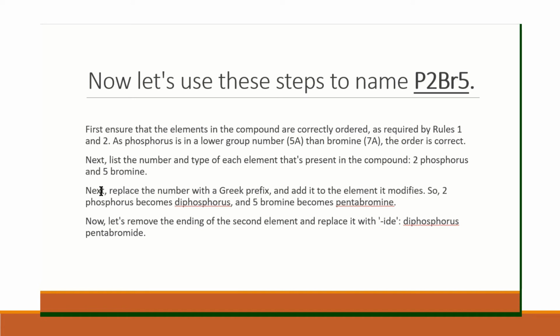and 5 bromine. Next, replace the number with the Greek prefix and add it to the element it modifies. So 2 phosphorus becomes diphosphorus and 5 bromine becomes pentabromine. Now let's remove the ending of the second element and replace it with -ide. It will be diphosphorus pentabromide.